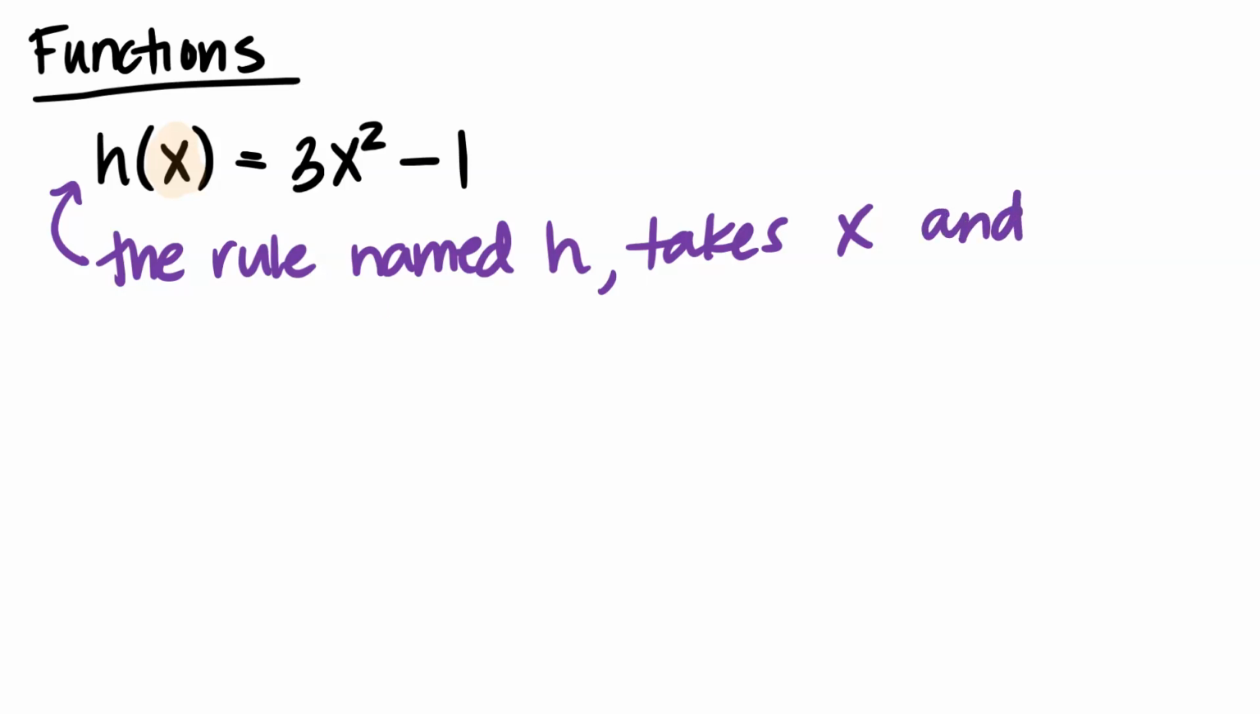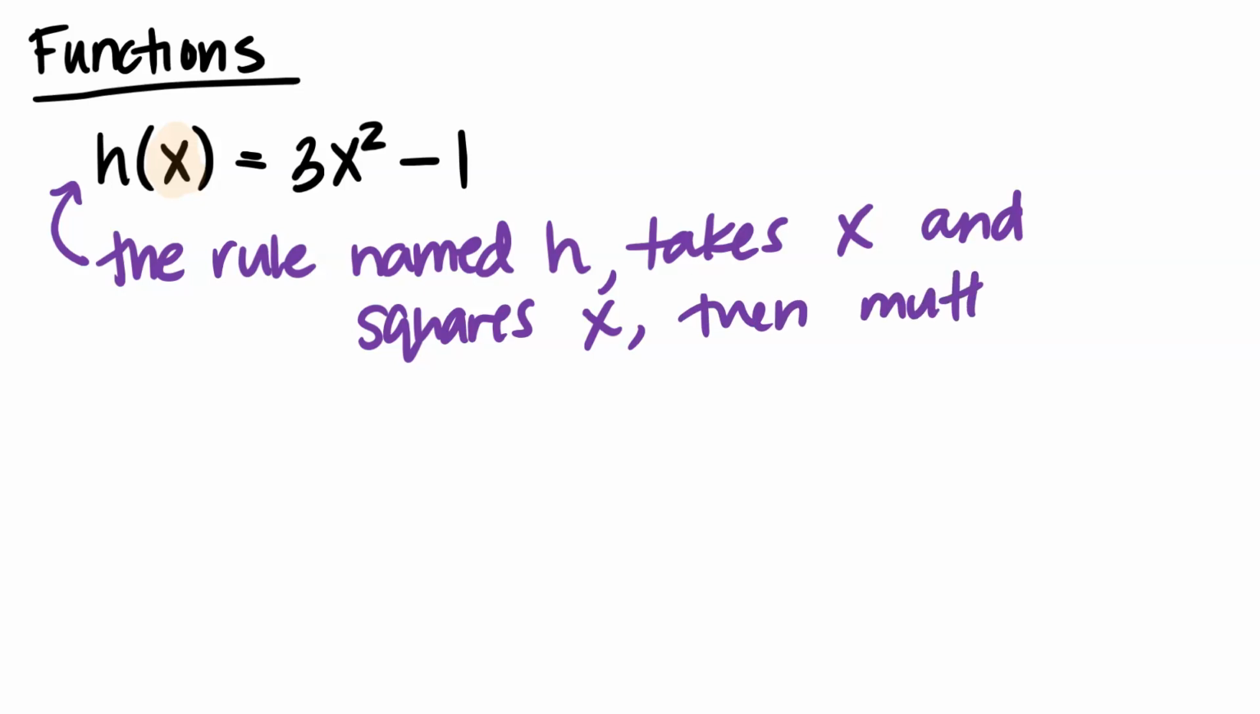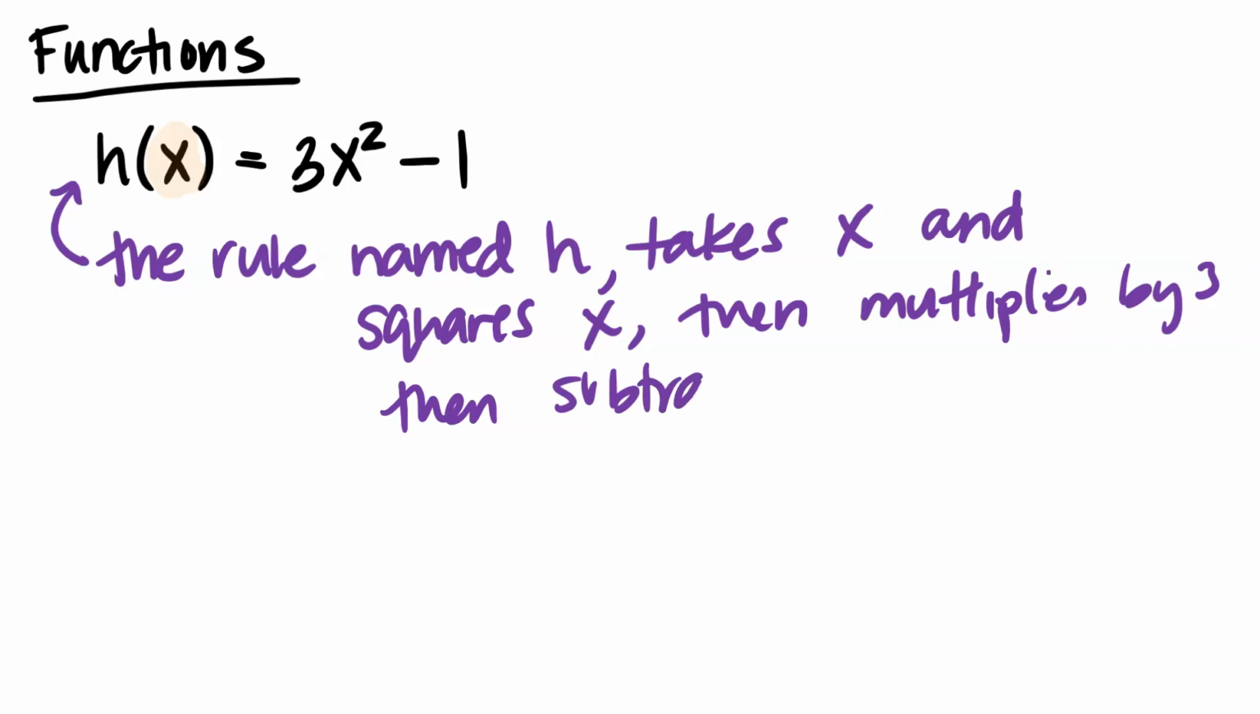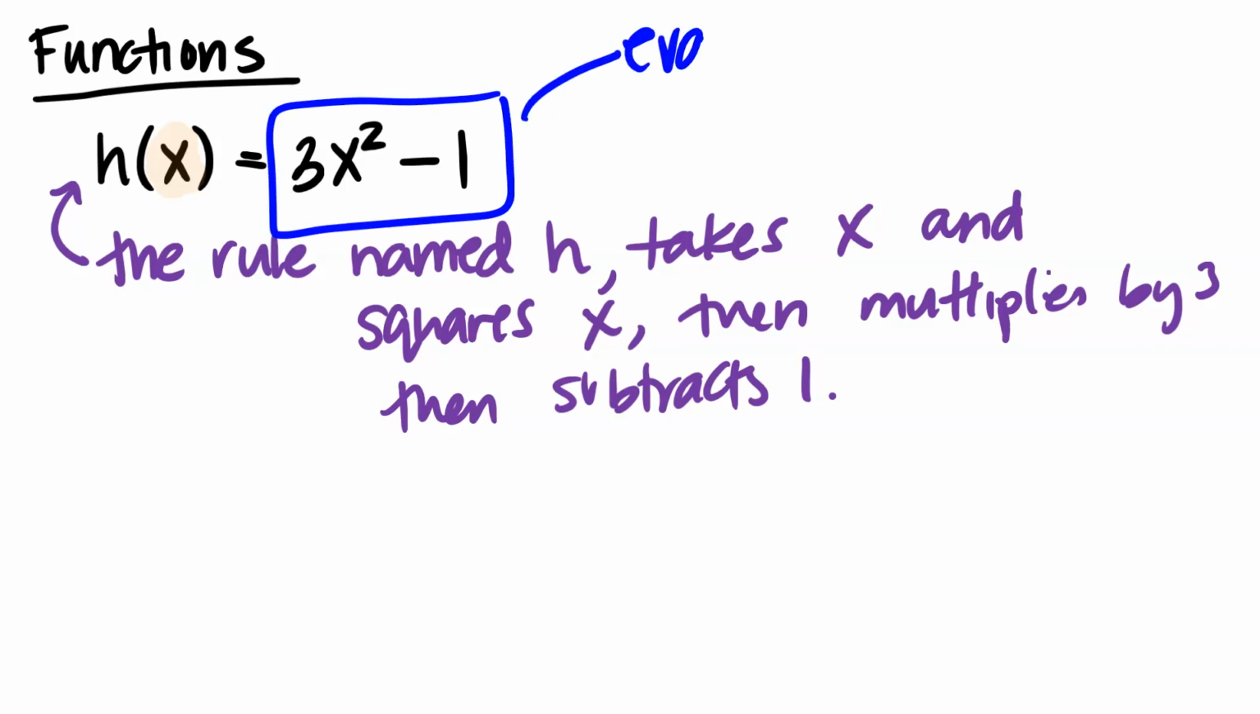It squares it. I'm just going to follow the order of operations. First thing we deal with is that exponent. Squares x, then multiplies by 3, and then subtracts 1. So you can see how much cleaner it is to do this function notation rather than write out this giant sentence. It's simpler than having just the expression and saying evaluate this at.